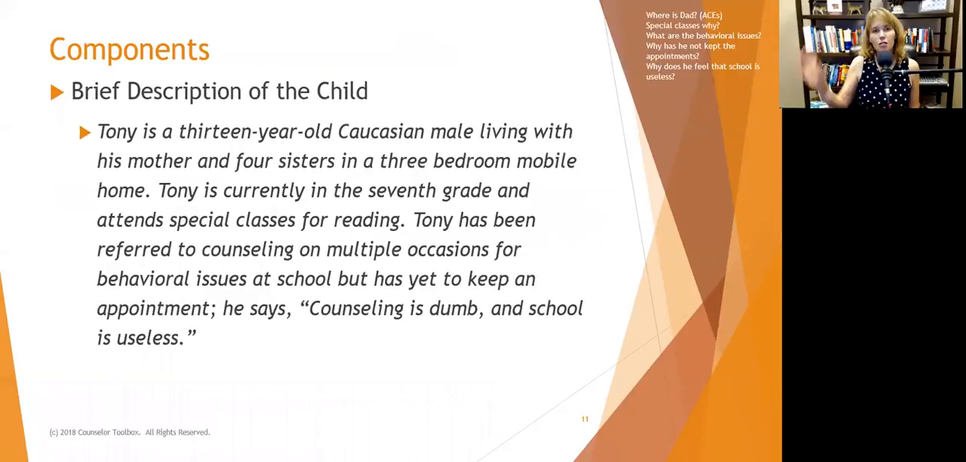So the first part of the CASSP treatment plan is a brief description of the child. So we're going to talk about Tony here. Tony's a 13-year-old Caucasian male living with his mother and 4 sisters in a 3-bedroom mobile home. Tony is currently in the 7th grade and attends special classes for reading. He's been referred to counseling on multiple occasions for behavioral issues at school, but has yet to keep an appointment. He says counseling is dumb and school is useless.